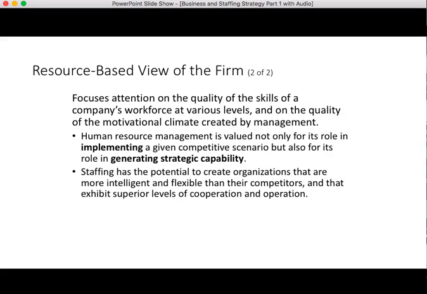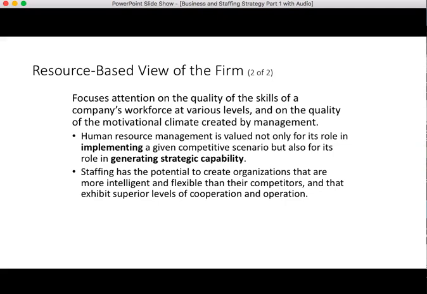The resource-based view of the firm expects two major things. Number one, it expects a certain quality of skills for the workforce to meet the strategic demand. Again, if you're McDonald's and you're hiring a fry cook, the expectation of skill level is significantly lower than if you're Apple and you're hiring a software engineer. So you can see the difference there.